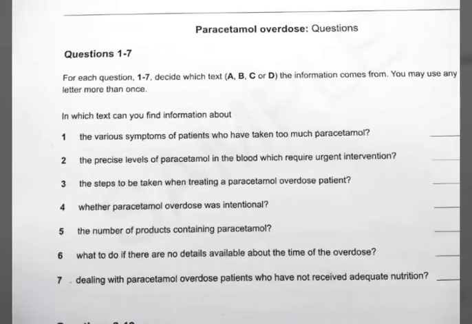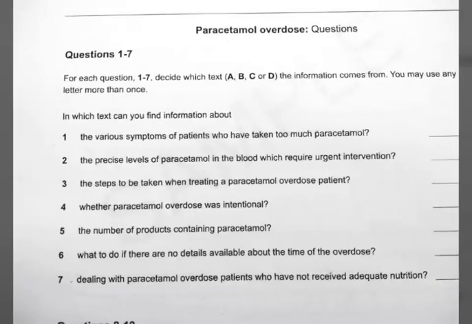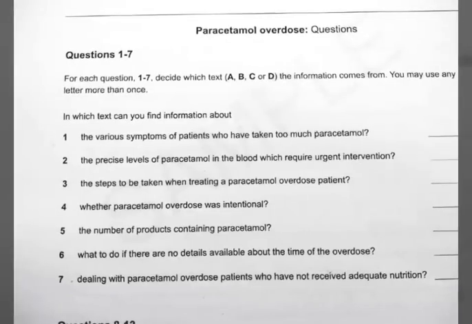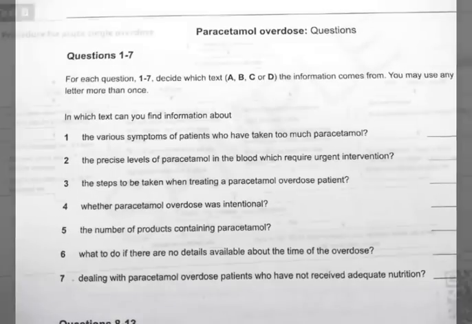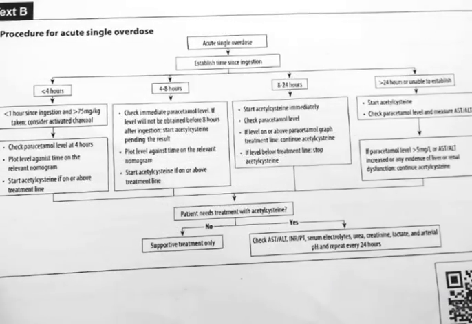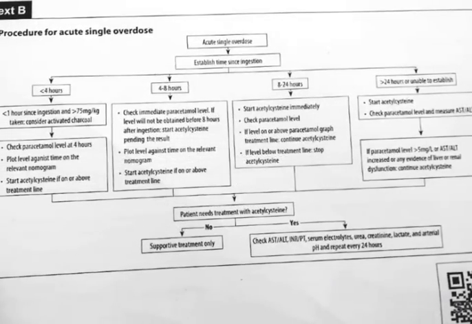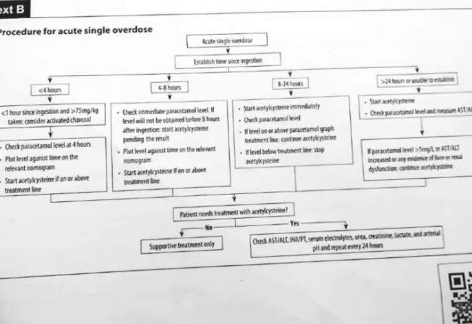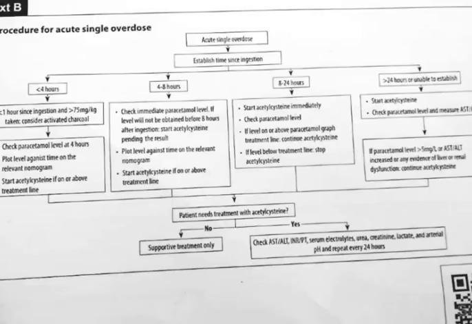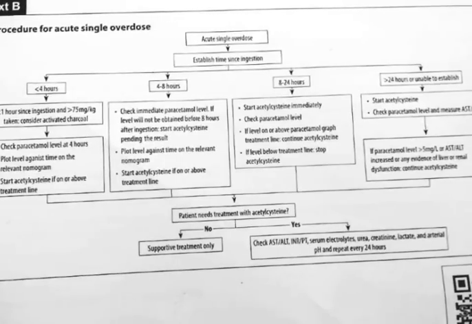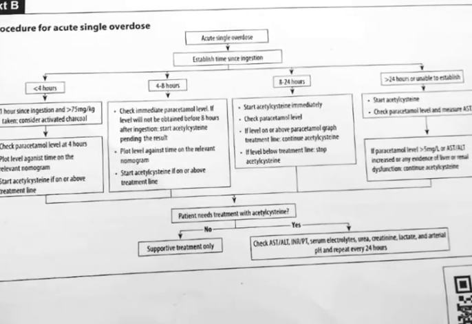So you can, without any doubt, directly move on to the paragraph which contains the graphical representation of the management, right? The steps to be taken when treating paracetamol overdose. So we can move on to the text B. Read the heading, procedure for single overdose. Procedure, step. Okay, they are almost similar in meaning, right? So you can make sure that this is it.